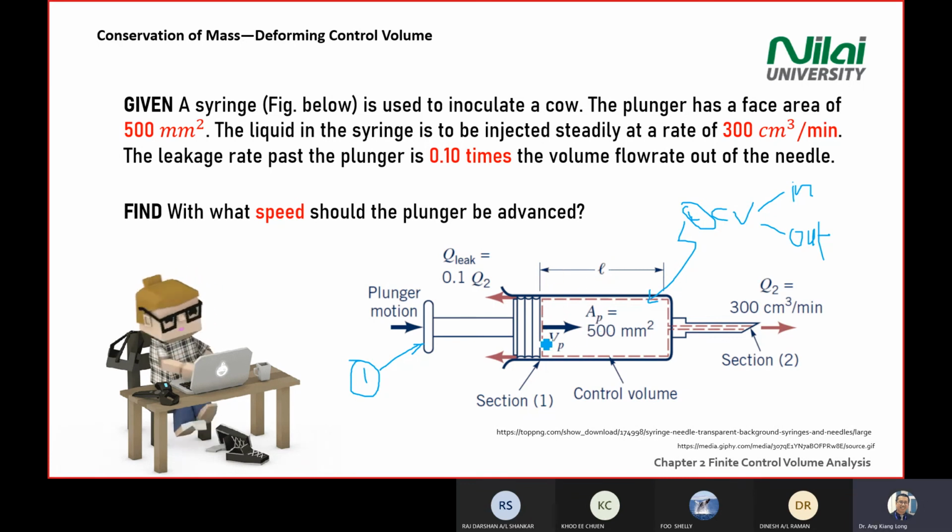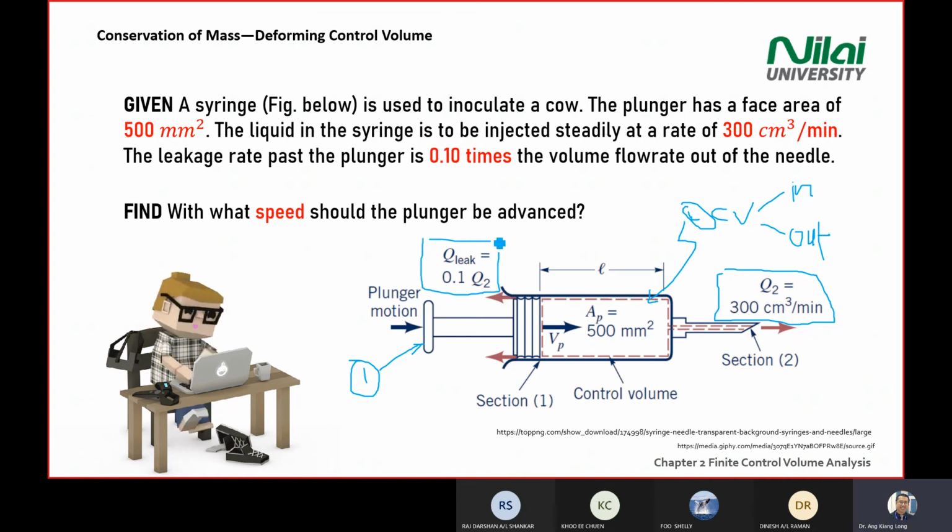You are given the area of this pusher or plunger as 500 mm squared, with a velocity of v sub p, and you need to achieve a steady flow rate at the outlet here, which is 300 cm cubed per minute, a volume flow rate. Then for section 2, you need to consider there's a leakage, which is 0.1 times the volume flow rate out of the needle. This is the equation we're looking for in your answer. We are expecting you to develop an equation from the above statement in the question.